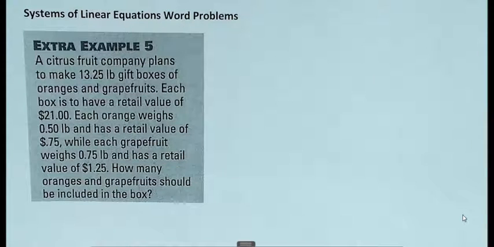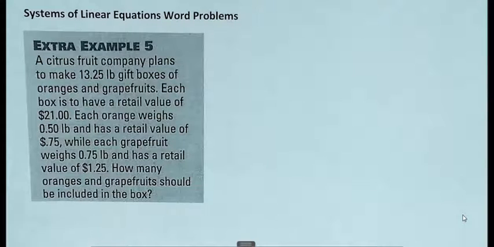A citrus fruit company plans to make 13 1/4 pound gift boxes of oranges and grapefruits. Each box is to have a retail value of $21. Each orange weighs 1/2 pound and has a retail value of 75 cents, while each grapefruit weighs 3/4 pound and has a retail value of $1.25. How many oranges and grapefruits should be included in the box?